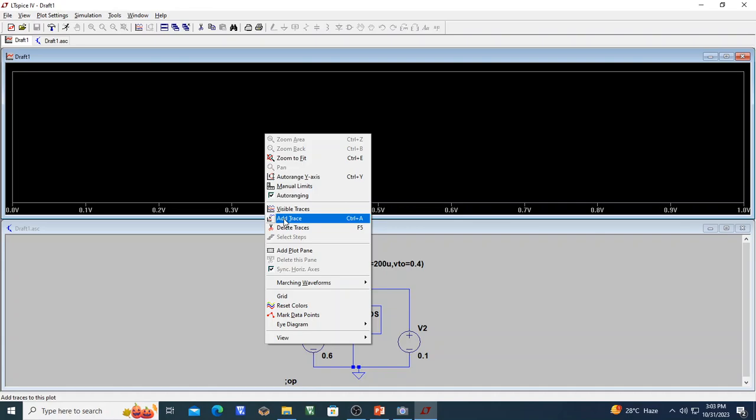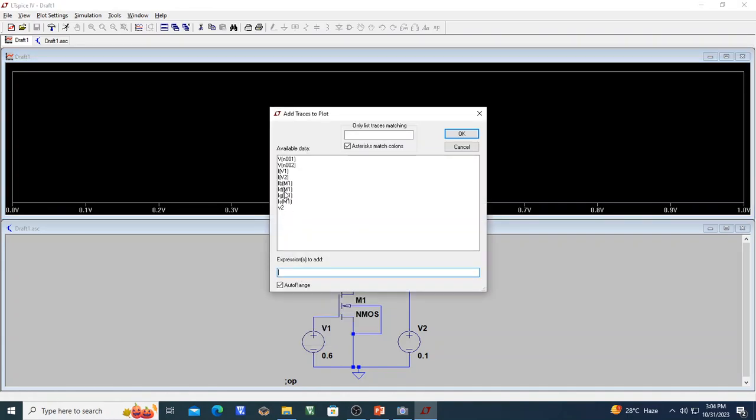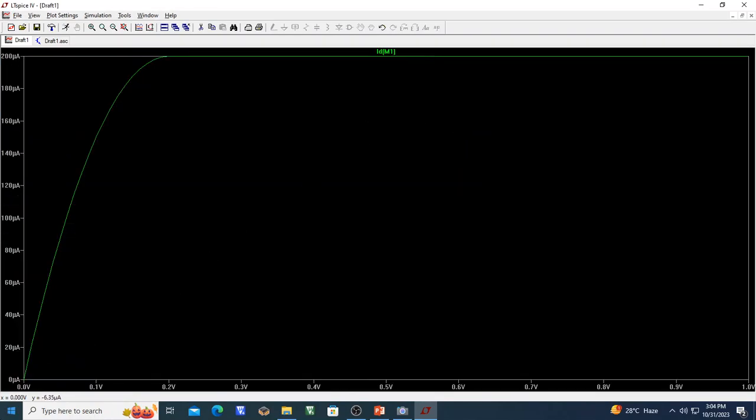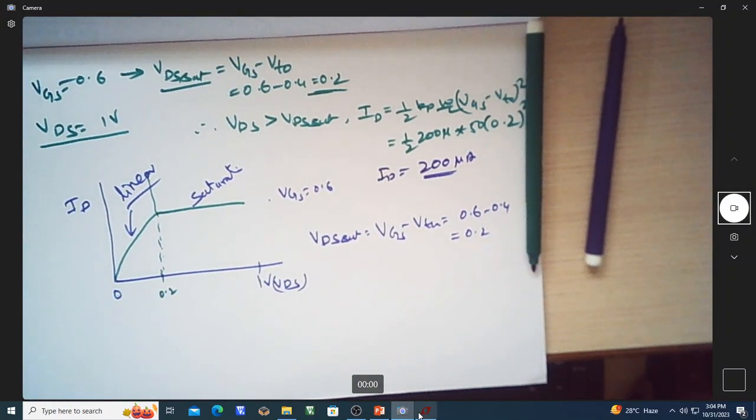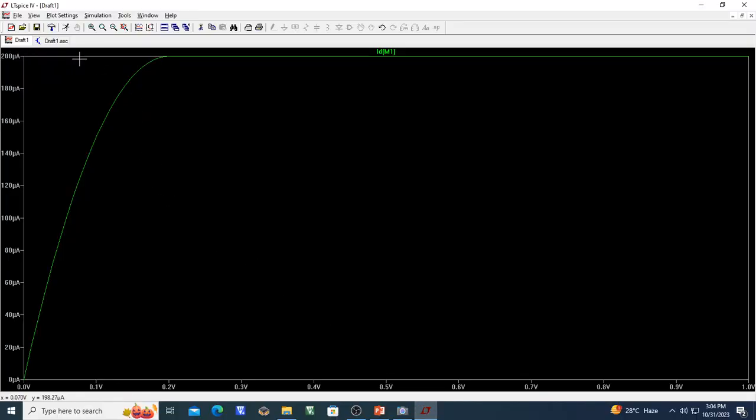So this is add trace. What to add now? It's the drain current. You can see it is ID of M1. If I click on this ID of M1 and then say OK, I'll get this. You can see it's varying like this, varying like this, and then it becomes constant here. And when we previously did the calculation, we were getting a current of 200 microampere when the MOSFET is in saturation. Are you not getting the same current here? Is it not the same current?